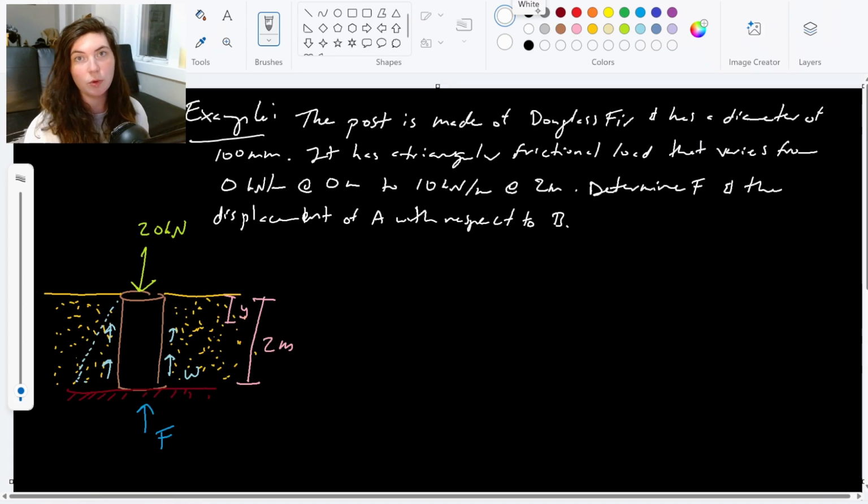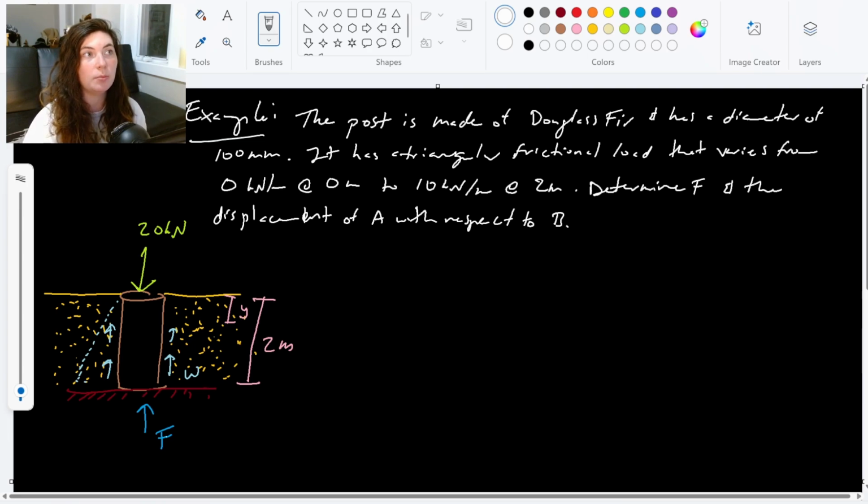So in this example, we're looking at a post made of Douglas fir that we've stuck in the ground. It has a diameter of 100 millimeters and a triangular frictional load from that ground around it that is varying from 0 kilonewtons per meter at the very top where it's not really touching the dirt, and then as you go farther down, the load increases triangularly to 10 kilonewtons per meter at the bottom here, 2 meters.